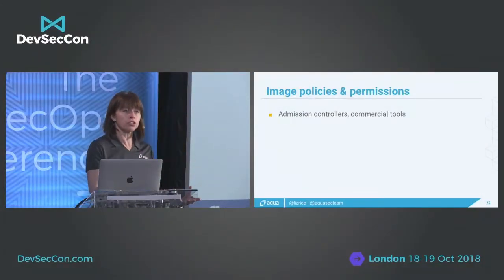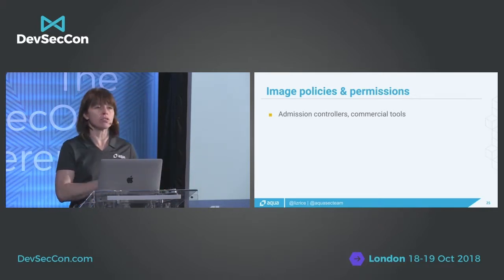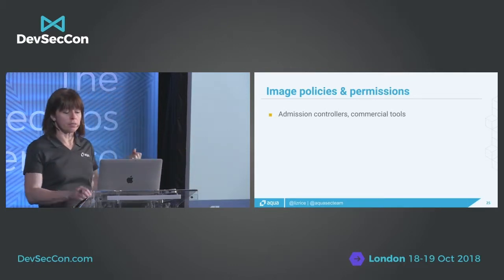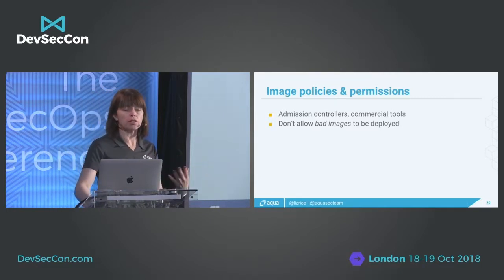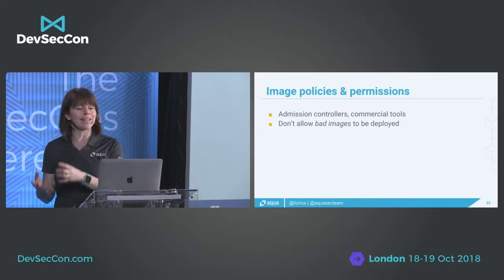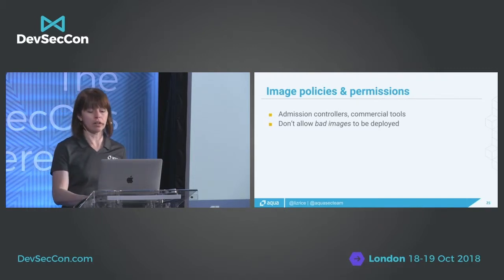So in Kubernetes, there are admission controllers that can help you police what's allowed, so kind of control what's allowed to be admitted to your Kubernetes cluster. You can also use tools like Aqua to make it easier to manage your image policies. And really what they're doing, whether it's admission controllers that you write yourself or a tool like Aqua, for some definition of bad images, we don't let bad images run on your cluster.